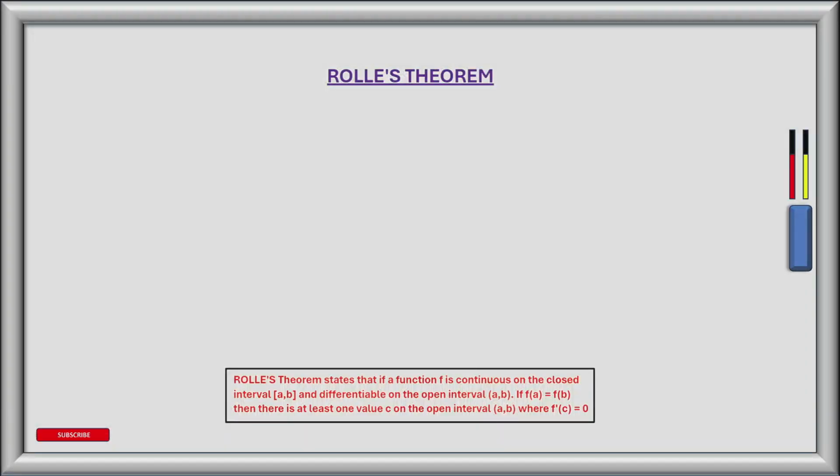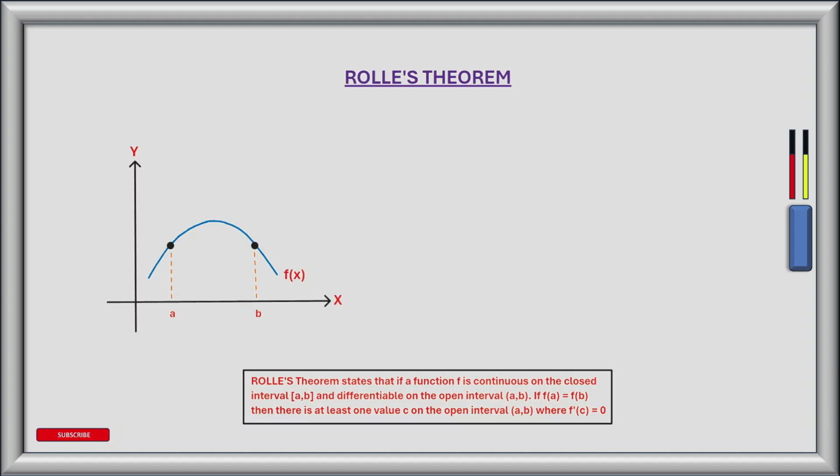Rolle's theorem states that if a function f is continuous on the closed interval [a, b] and differentiable on the open interval (a, b), and if f(a) is equal to f(b), then there is at least one value c on the open interval (a, b) where f'(c) is equal to 0. Let's try and unpack this.